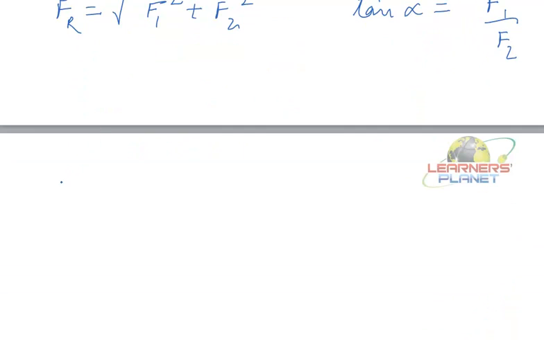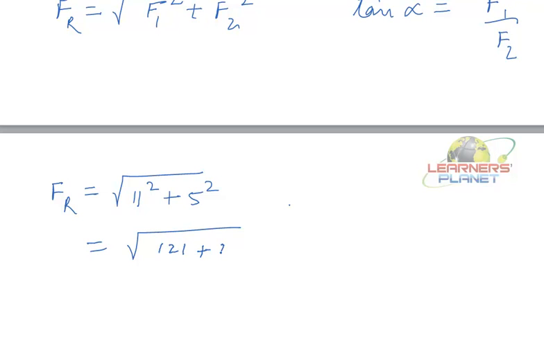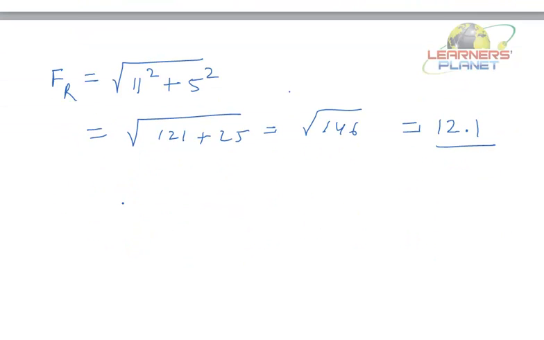Now let us find out what is Fr. Fr will be equal to under root of F1 square plus F2 square, and the value will be under root of 121 plus 25, which is equal to under root of 146, which is slightly more than 144. So this value will be somewhere close to 12. The answer is 12.1.